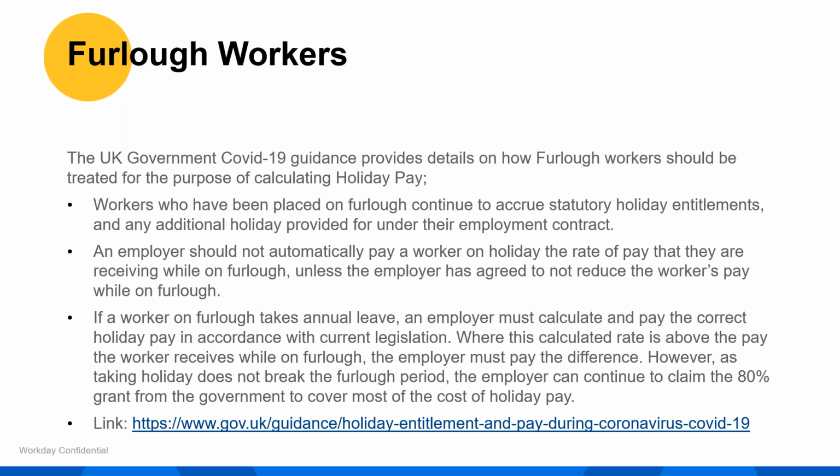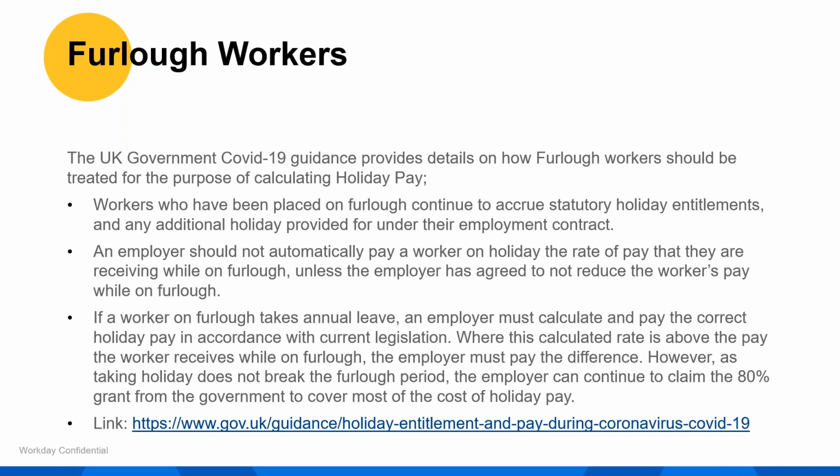So what they're saying at the moment is workers who have been placed on furlough continue to accrue statutory holiday entitlements and any additional holiday provided for under their employment contract. An employer should not automatically pay a worker on holiday the rate of pay that they are receiving while on furlough, unless the employer has agreed to not reduce the worker's pay while on furlough. So if a worker on furlough takes annual leave, an employer must calculate and pay the correct holiday pay in accordance with the current legislation.